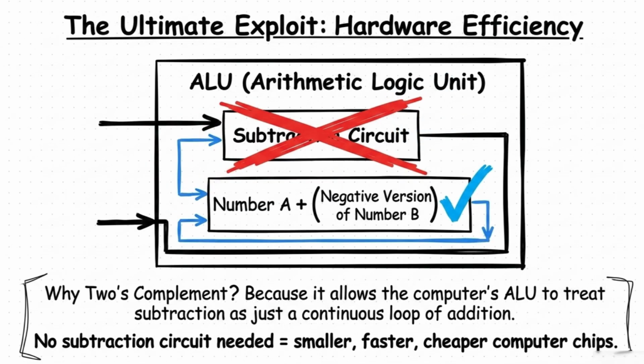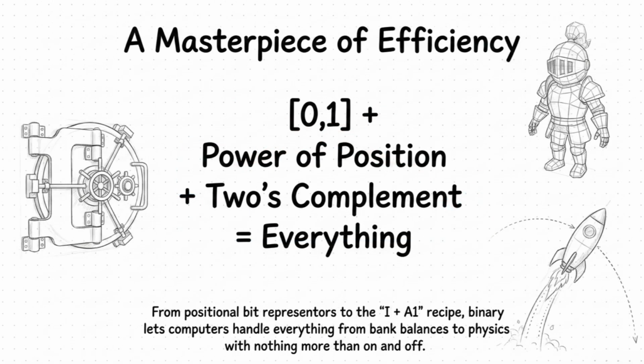Because of 2's complement, the computer's ALU doesn't need a separate subtraction unit. To subtract, it just finds the negative version of the number, that is invert plus add 1, and adds it. This saves space and makes your computer faster and hardware more efficient. From positional bit representers to the I plus A1 technique, the binary number system used in computers is a masterpiece of efficiency. It lets a computer handle everything from bank balances to complex physics with nothing more than zeros and ones.